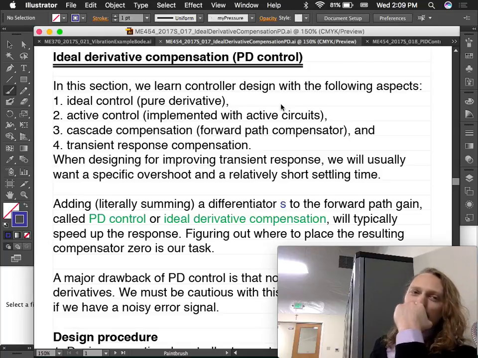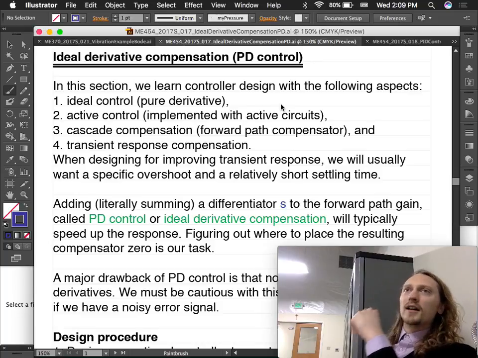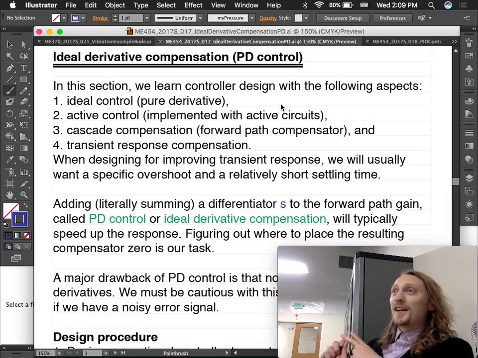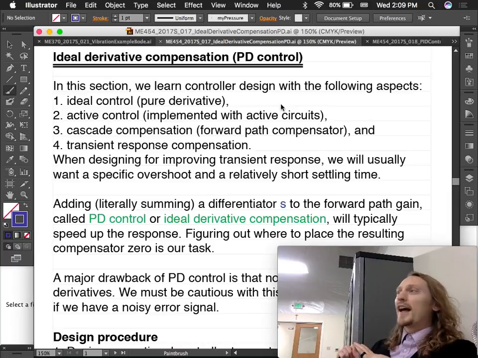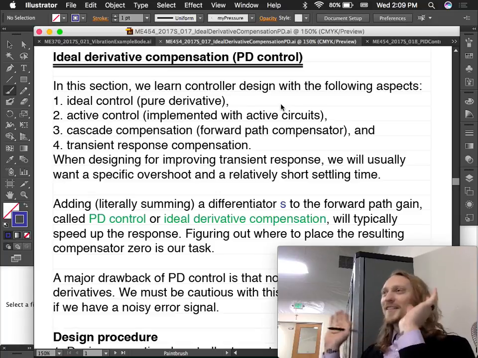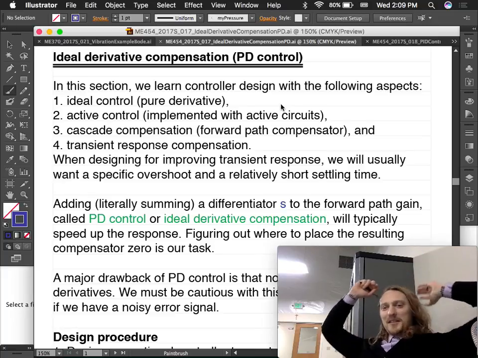Okay, so I want to do a few lectures today. I want to do a lecture on PD control, a lecture on PID control, and a lecture on lag lead control. Hopefully we're going to get through all of those. And not only that, we're going to talk about the project today.